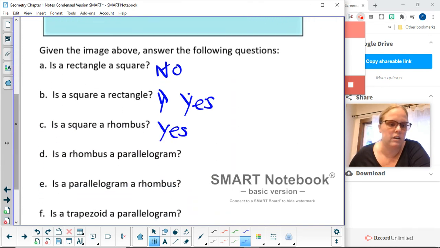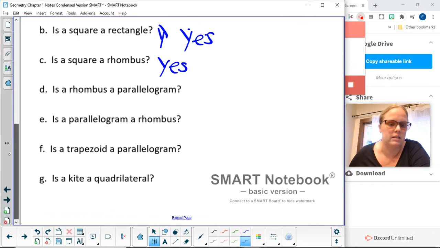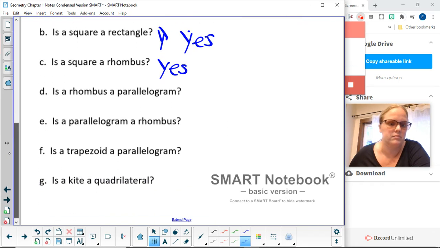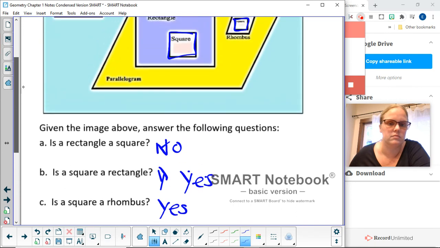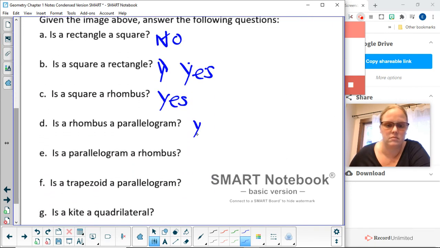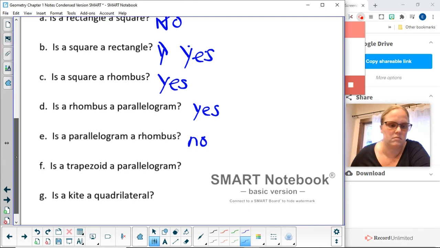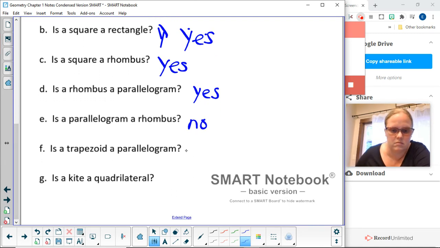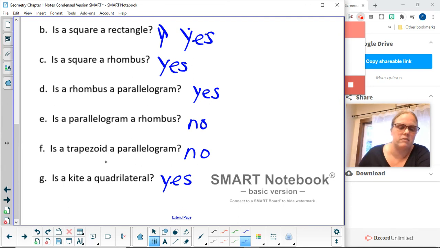Okay, why don't you try and figure out the rest of them, and then I will put up the answers as we go here. All right, so that's a great picture to reference if you're trying to figure out which shapes have the same properties.